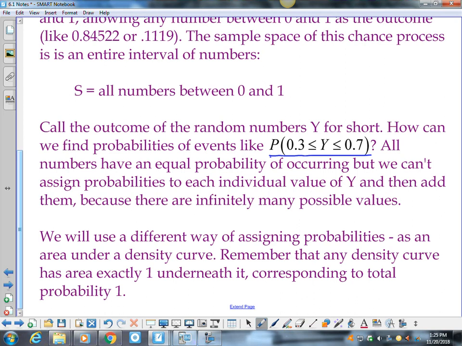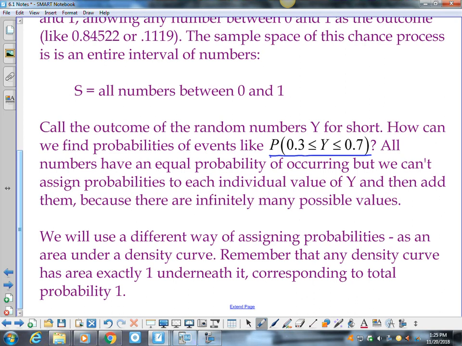Call the outcome of the random numbers y for short. Y is any number between 0 and 1. Those are all my outcomes. I want to find the probability that those numbers are going to be between 0.3 and 0.7. That's what that says in stats.